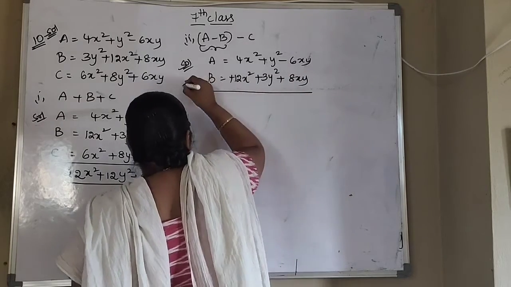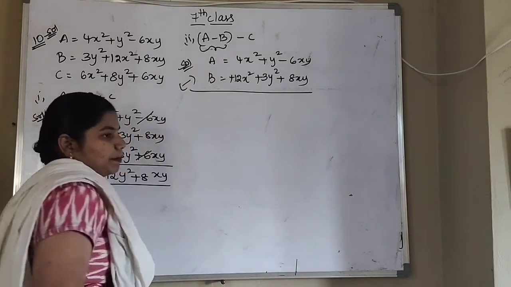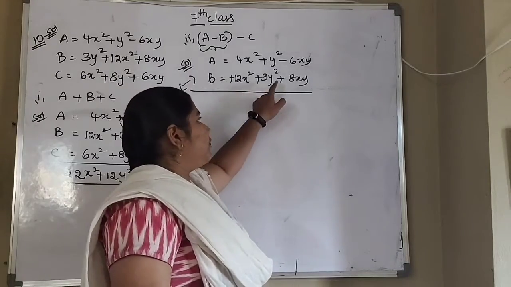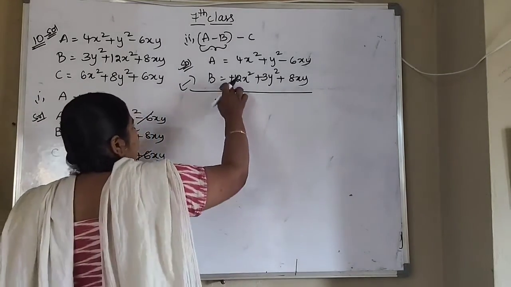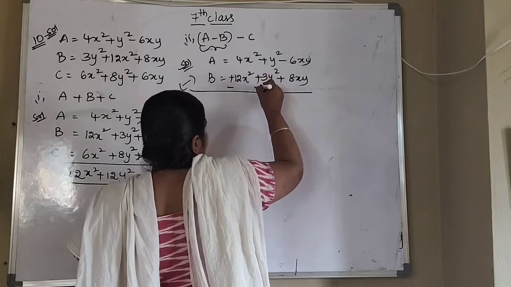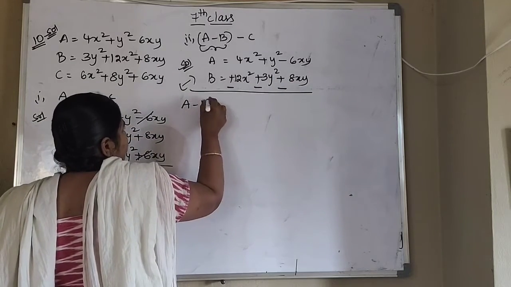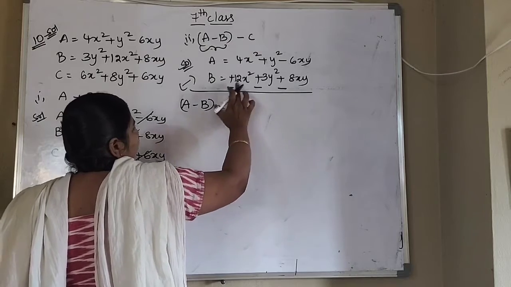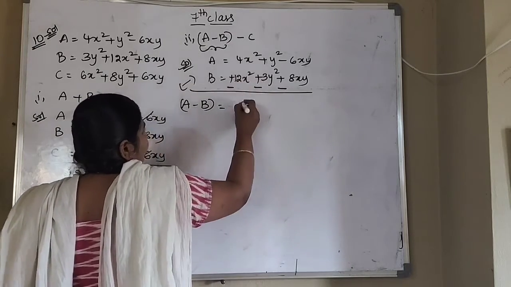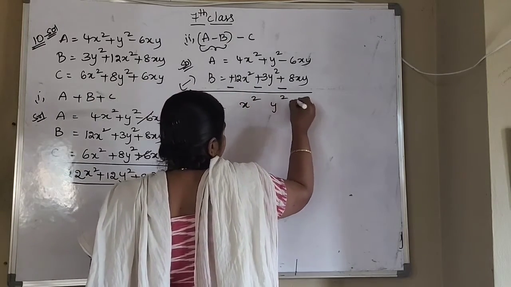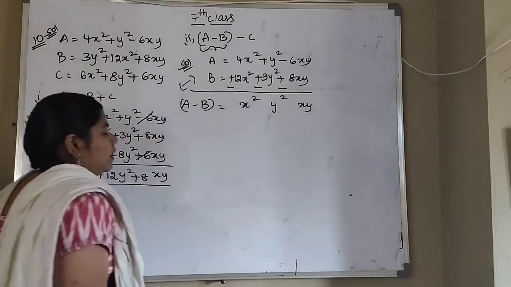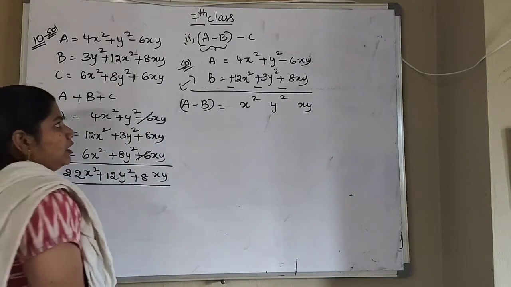So what we are doing? We are doing subtraction. Subtraction means the signs will be changed here. So if it is plus, it will be minus, minus, minus. And here A minus B is equals to, now we have to consider these signs. First you write the alphabets as it is. Okay, now see the constant values.